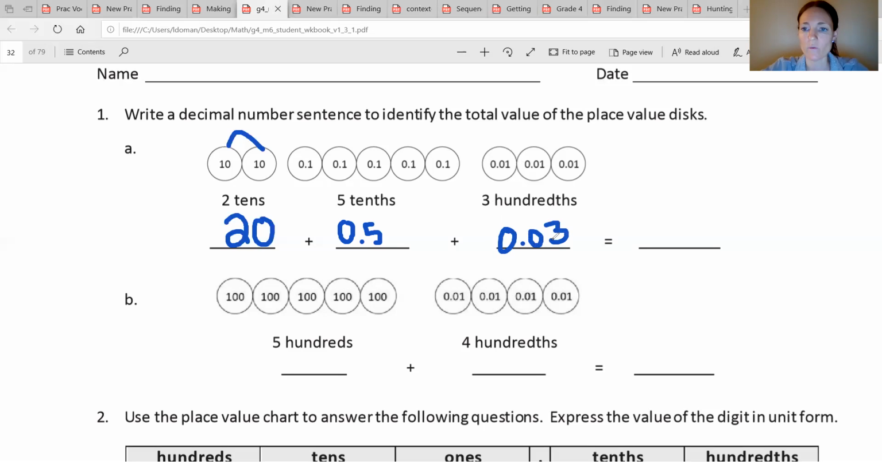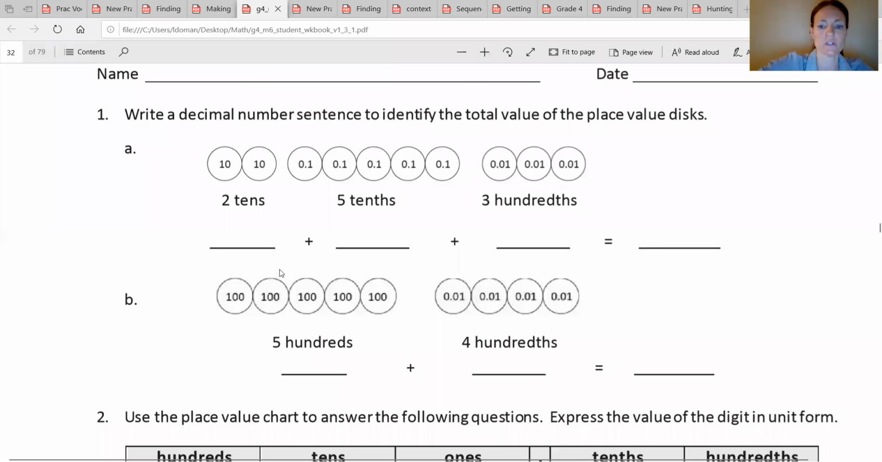0.03. Now, when I combine all of those numbers together, you'll see left side of the decimal, right side of the decimal. So I have 20.53 or 20 and 53 hundredths. So I'm going to go ahead and let you do letter B on your own. You are going to follow the same exact concept as I did for letter A. Okay, and before we move down, just going to clear my screen.